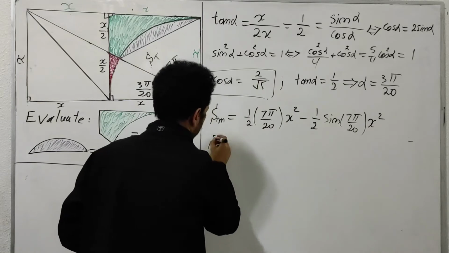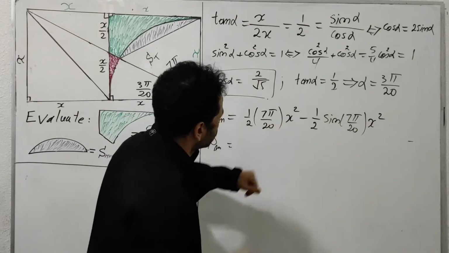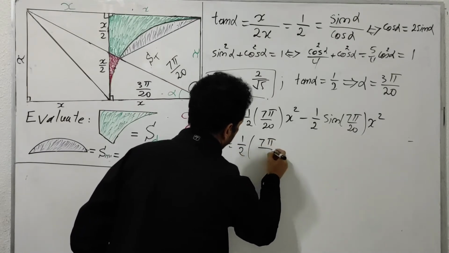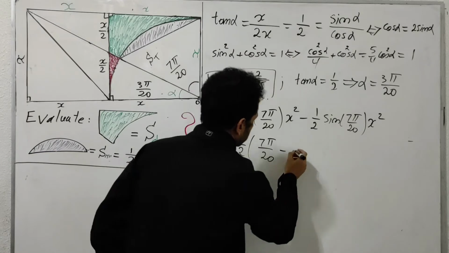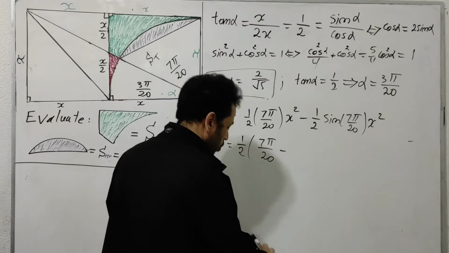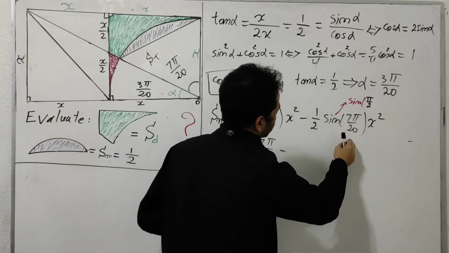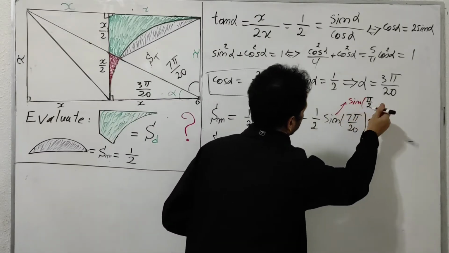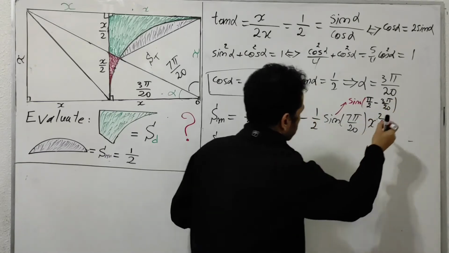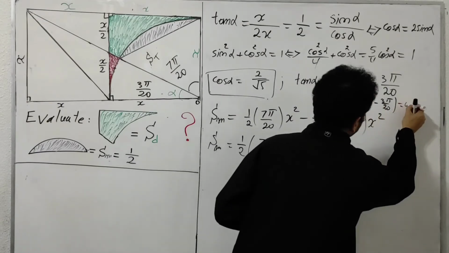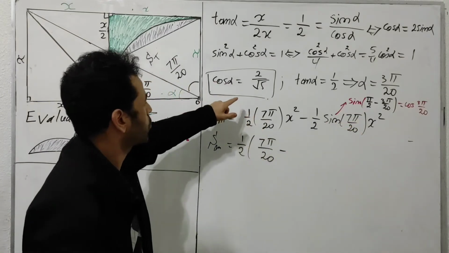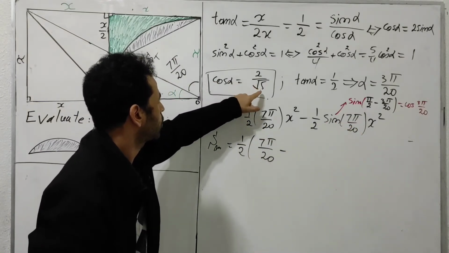So I'm going to take half and x squared as a common factor. I will get half multiplied by 7 pi over 20 minus this sine of 7 pi over 20. If you take a look, the sine of 7 pi over 20 is the same thing as sine of pi over 2 minus 3 pi over 20. As we know, this value gives us cosine of 3 pi over 20. We know the value of cosine 3 pi over 20, which is 2 divided by square root of 5.